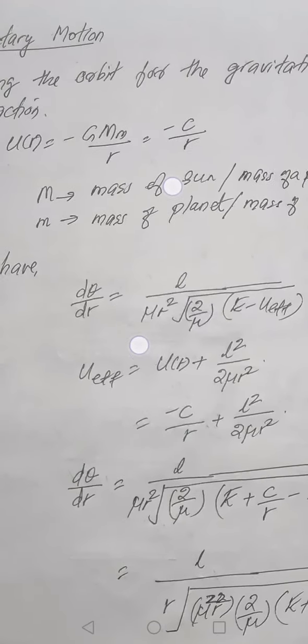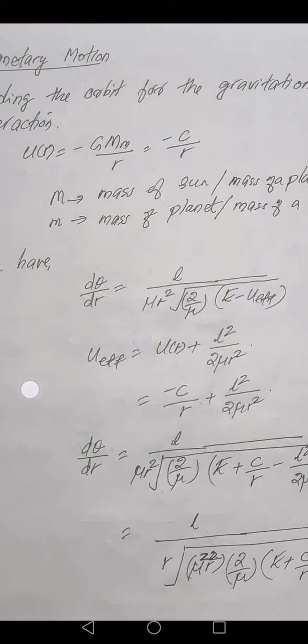Well, now let us go through the very important problem in this session, that is the planetary motion. So, in a planetary motion, what is important is to find the orbit for the gravitational interaction. Here we consider the potential U of r as minus G capital M into small m by r, that is equal to minus C by r, where C is G M small m.